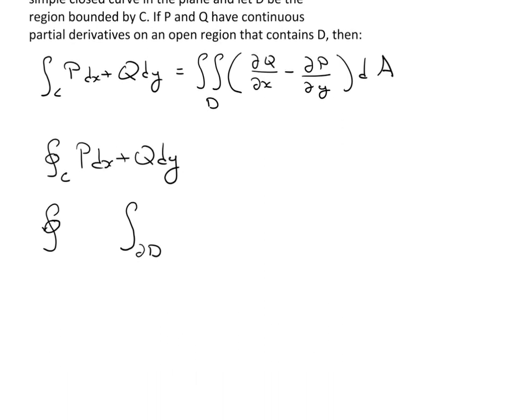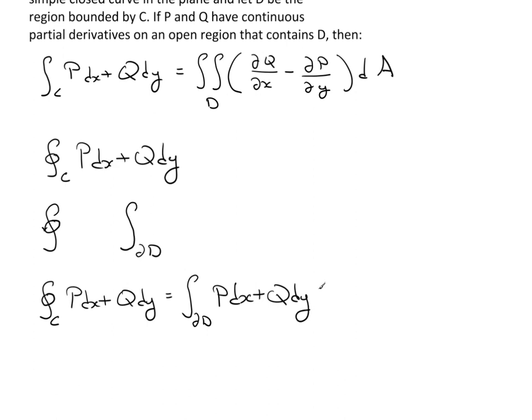So just to sum up some of this notation, this notation is equivalent to this notation, which is also actually equal to the double integral over the region D of the partial of Q with respect to x minus the partial of P with respect to y in reference to the area.